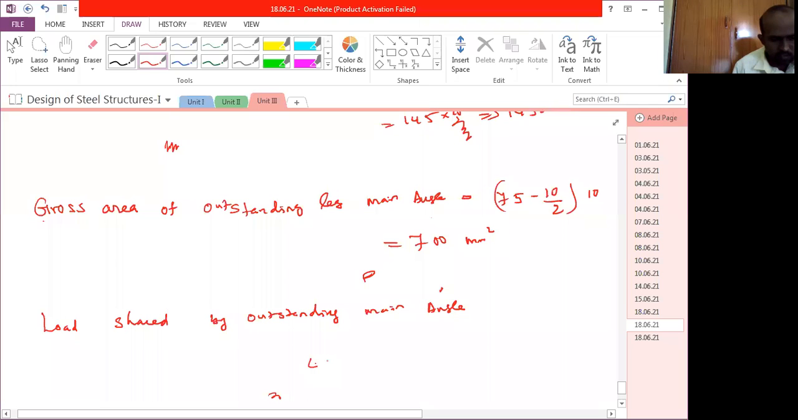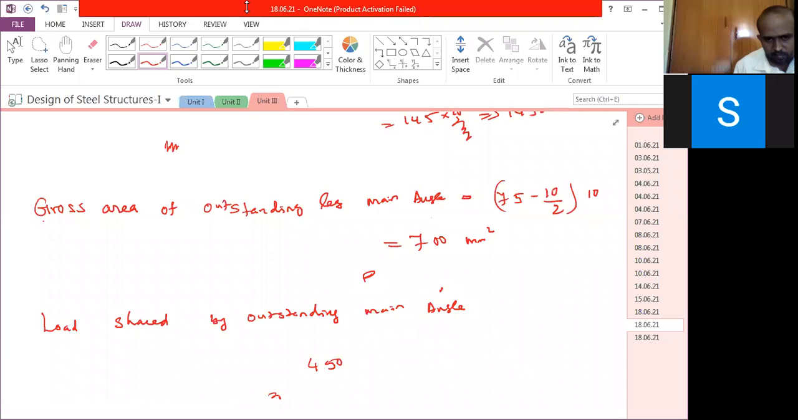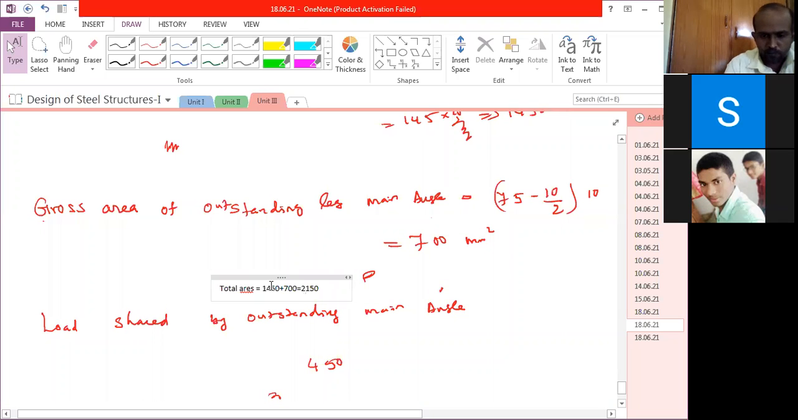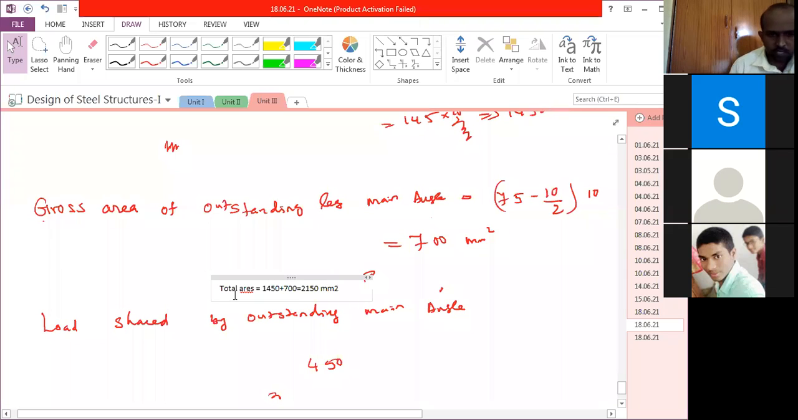Total 450 kilonewton is coming. Total area, how much? Total area is equal to 1450 plus 700. That is equal to how much? 2150. Right, 2150, a simple concept.